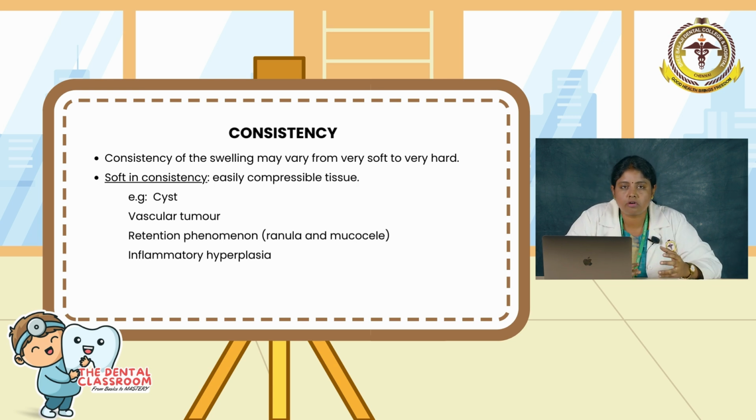If the swelling is soft in consistency, then it is because a cystic swelling will be soft in consistency. A vascular swelling will be soft in consistency because these contain fluid, vascular blood or fluid. So it will be soft in consistency. Similarly, an inflammatory hyperplasia, an inflammatory swelling, also is going to be soft in consistency.